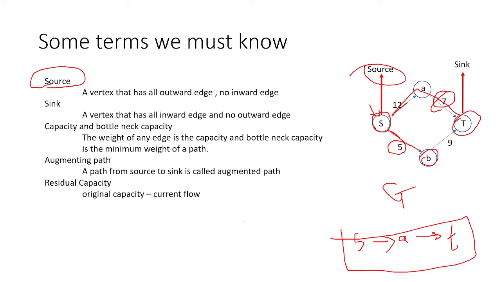And residual capacity. The residual capacity is the original capacity minus the current flow. Let us consider B to T. The original capacity is 9, and let us assume that the flow is 4. Then the residual capacity will be 9 minus 4 equals 5. This is the residual capacity.